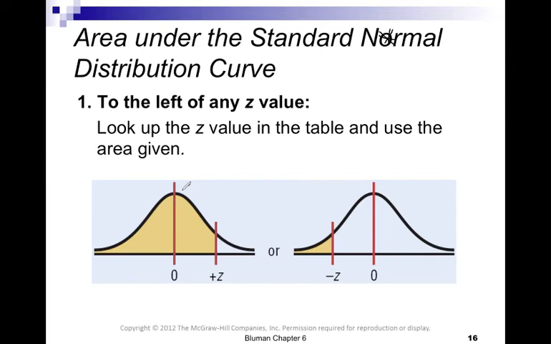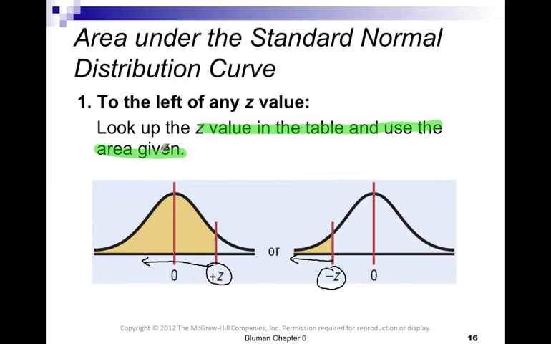Okay, so here we have the area under the standard normal distribution curve. If it's to the left of the z-value, here's our z-value right here, and to the left of that, and here's a z-value here, it's negative because it's below 0, and to the left of that, well then you can read it straight from the table. The area given under the curve in the table is what is to the left of the z-value. So that's easy. That one's easy when you can do that.